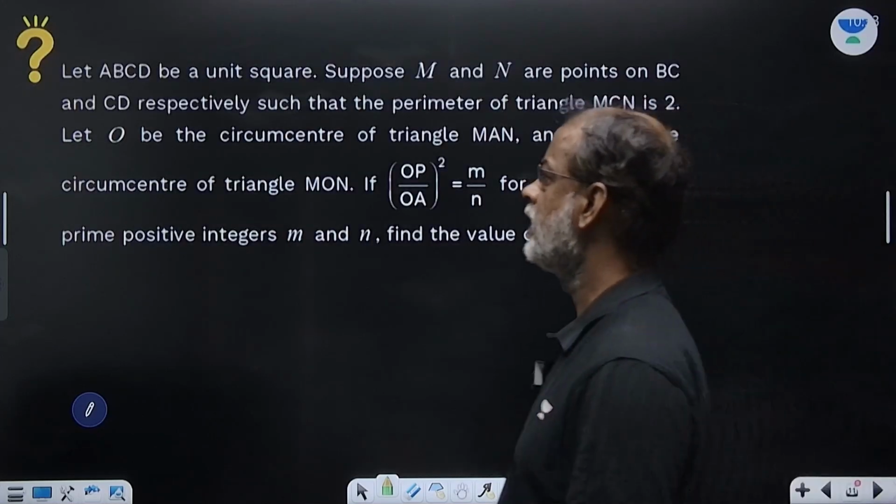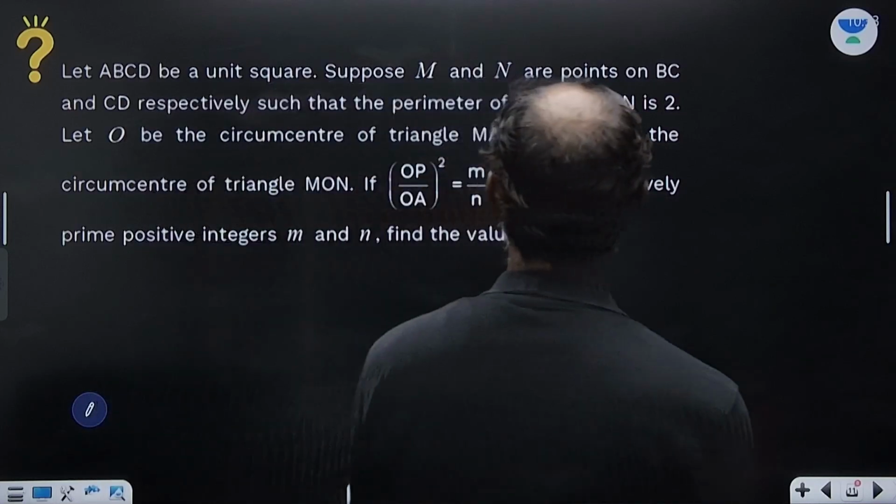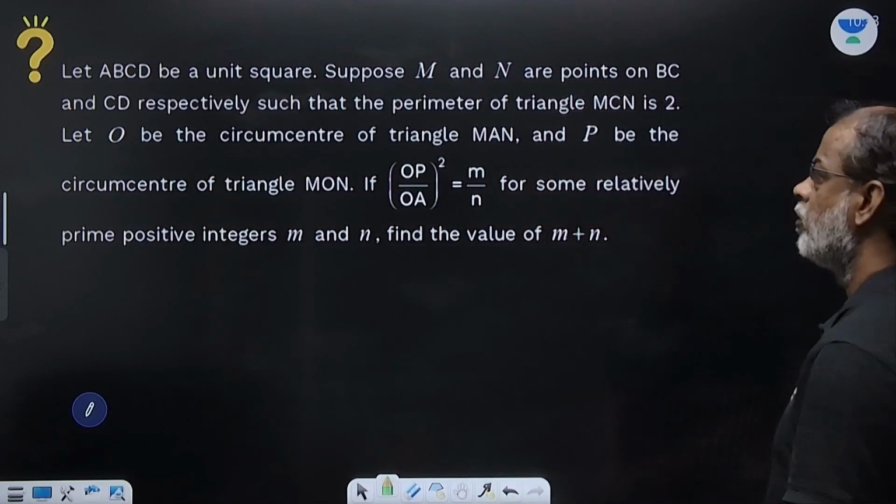Another problem, see, let ABCD be a unit square. Suppose M and N are points on BC.